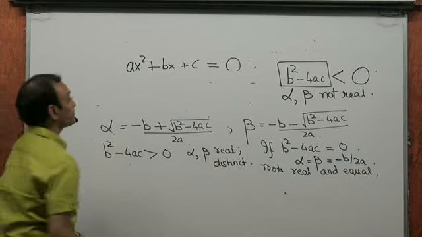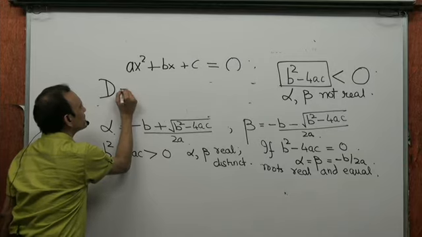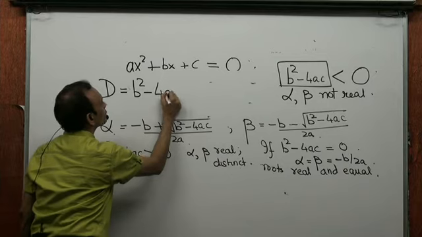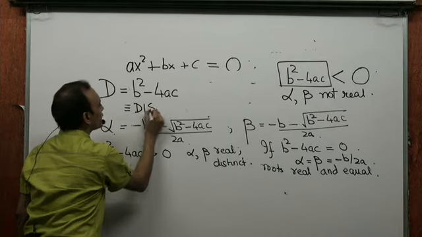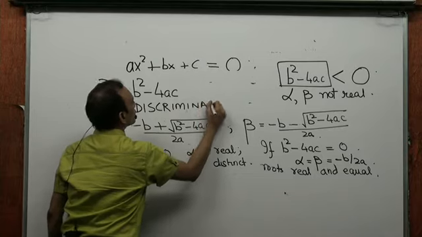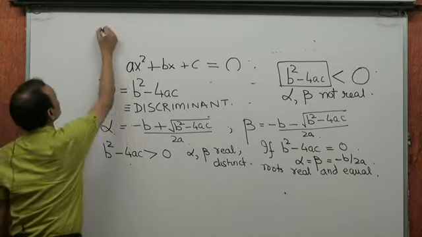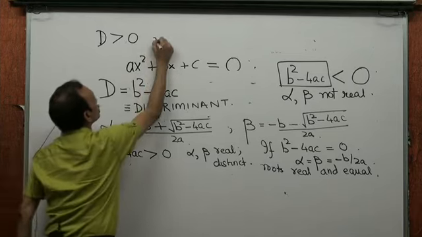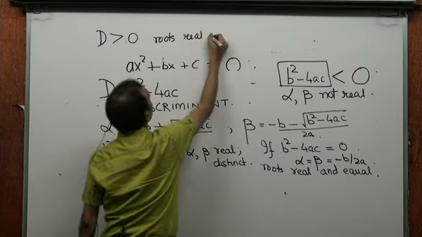Let me at least give it a name. This b square minus 4ac is commonly designated by the symbol d and is called the discriminant of the quadratic. If d is greater than 0, as is the case here, then the roots of the quadratic would be real and distinct.